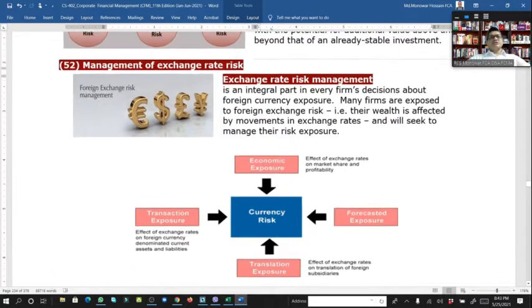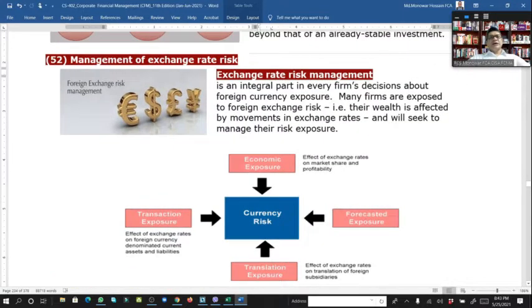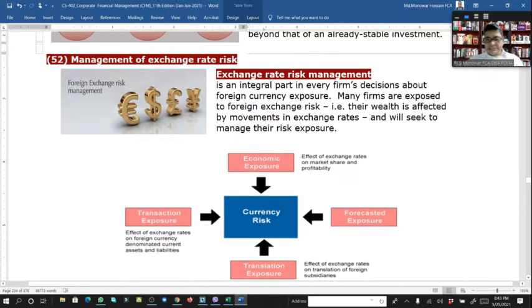So this is the question in our CS. What do you mean by foreign exchange risk? How would you be able to manage it as a company secretary, suggest to your board, etc.? That type of question. So how we will be able to manage foreign exchange risk is an integral part of every company's decision about foreign currency exposure.